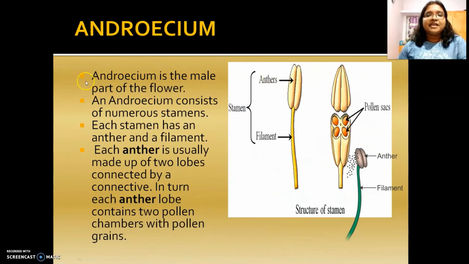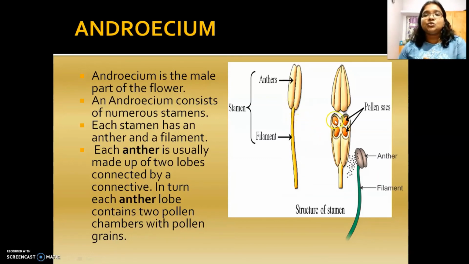Now coming to the male reproductive part of the flower. I told you the male reproductive part of the flower is made up of numerous stamens. And there is a term for the male reproductive part of the flower, and that is androecium. Androecium is the male part of the flower. And androecium consists of numerous stamens. Each stamen has an anther and a filament. Filament just holds the anther in position.